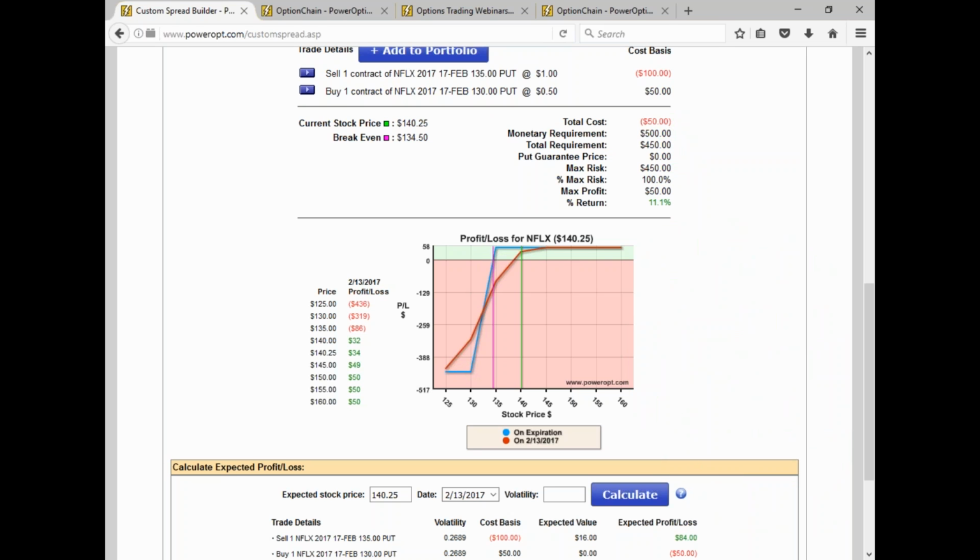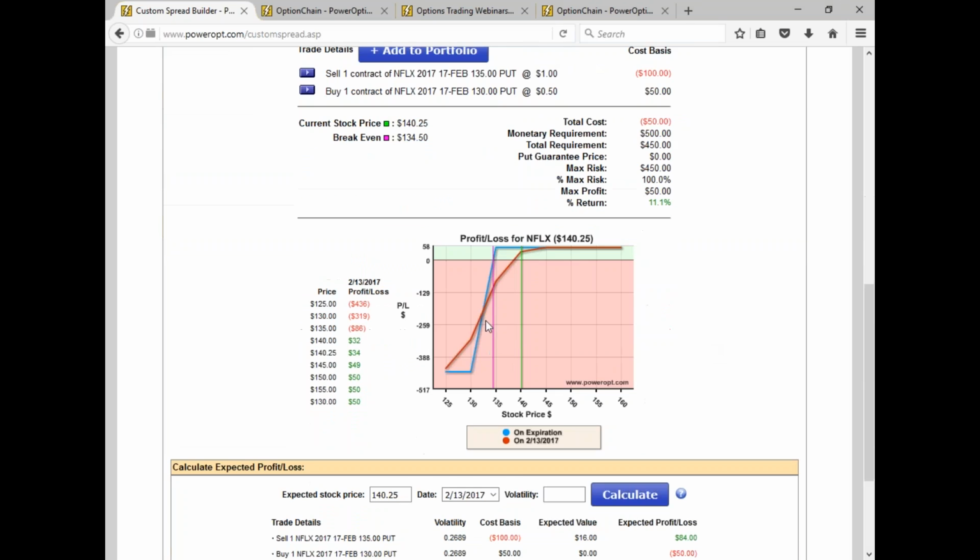Okay, sorry, I was just reading a question very quickly. Valan said, is it wise to leg into a collar trade with a covered call short term where the stock is declining? I don't think so. I don't know if I really understand your question.